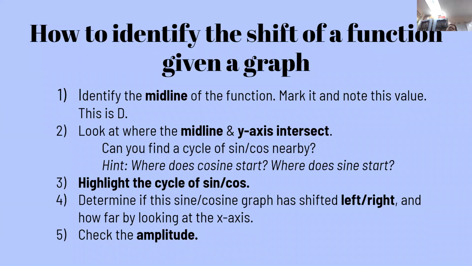So how to identify the shift of a function given a graph? First things first, we have to figure out where our midline is. Note this value. That is your vertical shift up and down. That's the D in the equation. Then look at where the midline and y-axis intersect. Is there a sine or cosine nearby? We're going to highlight a cycle of sine and cosine and figure out if this graph has shifted left or right just by looking at the x-axis. Lastly, check our amplitude to see if we can find a matching equation or determine an equation of our graph.